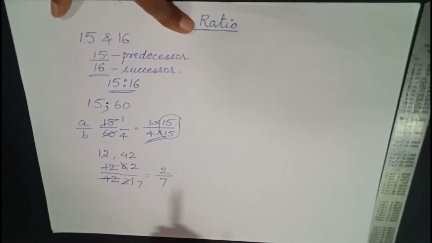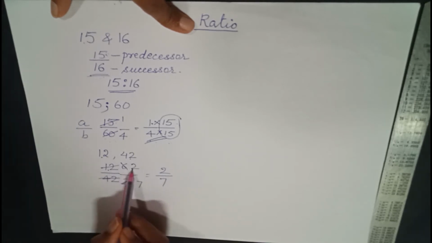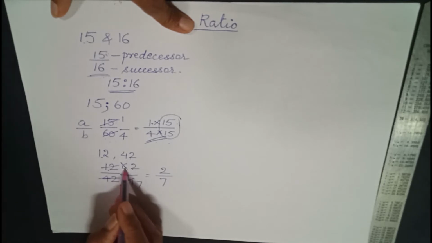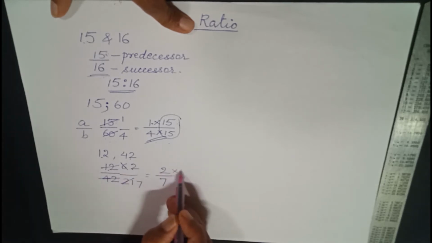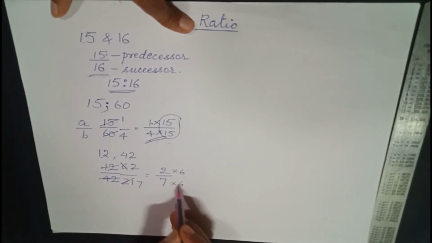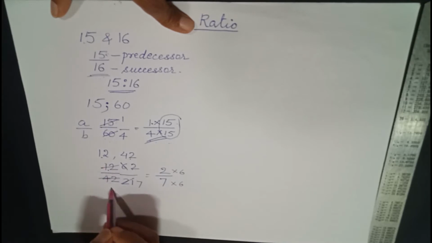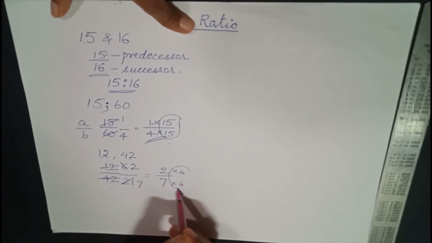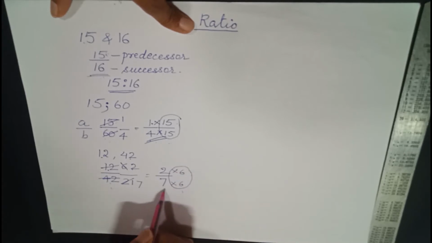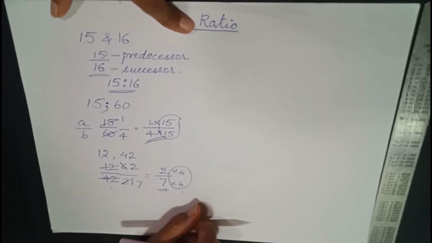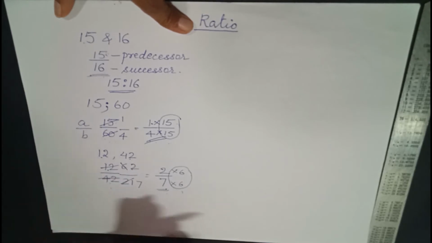So what were the common multiples that we removed? We removed 2 and 3. So 2 threes are 6. 6 was the common multiple. You can see 2 into 6 is 12 and 7 into 6 is 42. We are getting the original numbers. So 6 was the common multiple which was removed from both the numerator as well as the denominator to get the reduced form. Right? So this is how we write the ratio and get the reduced form.